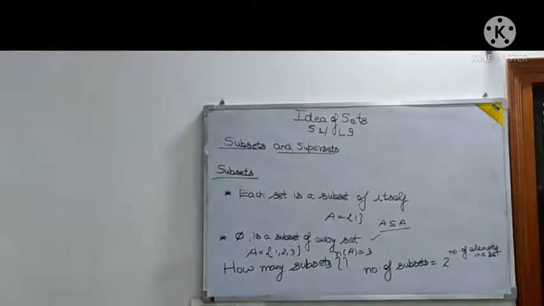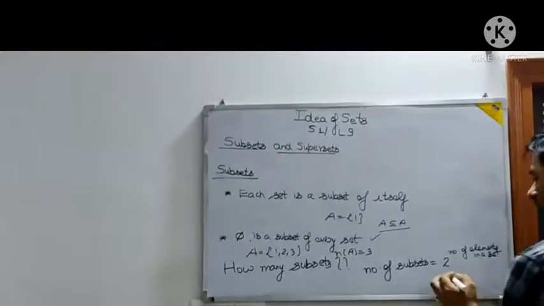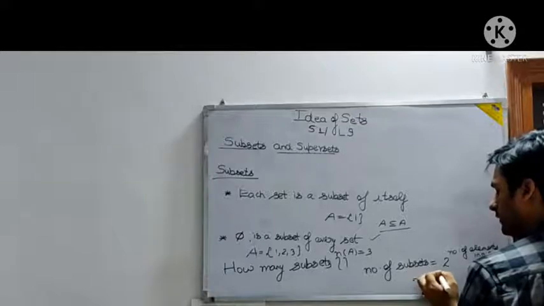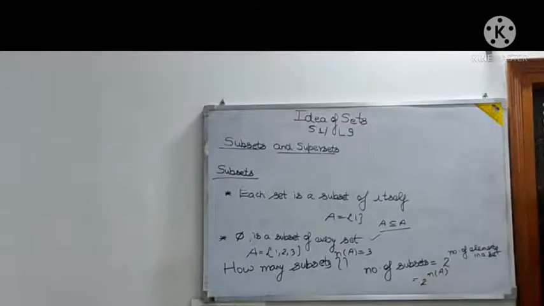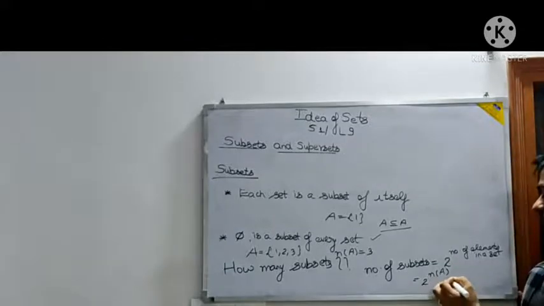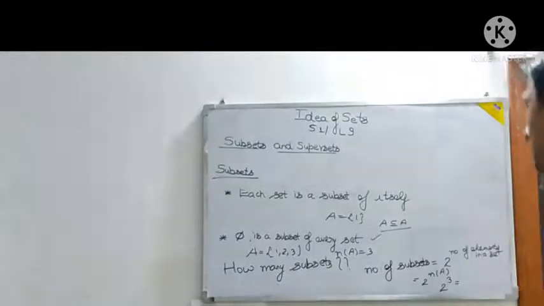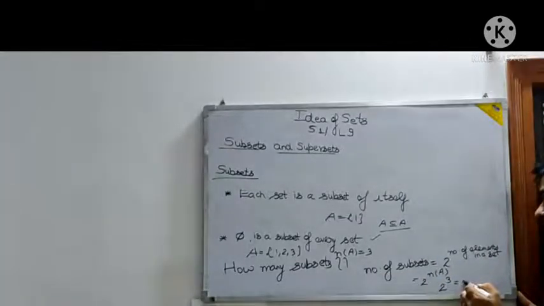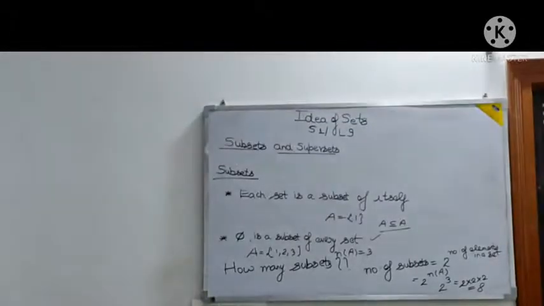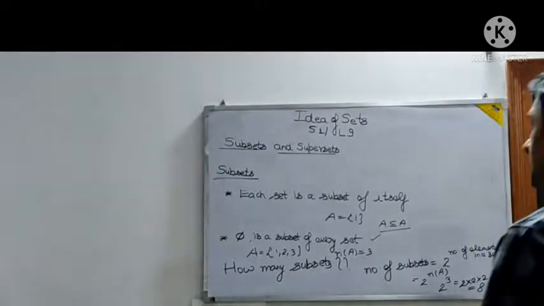So 2 raised to the power of the number of elements in a set, or you can say, suppose A is a set, 2 to the power n of A. Here the number of elements is 3, so it will be 2 to the power 3. What is 2 to the power 3? Not 6. 2 to the power 3 means 2 is multiplied by itself 3 times. It will be 8. Let me write that 8 subsets first, then you can understand.